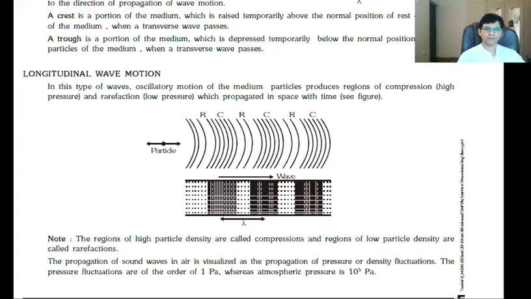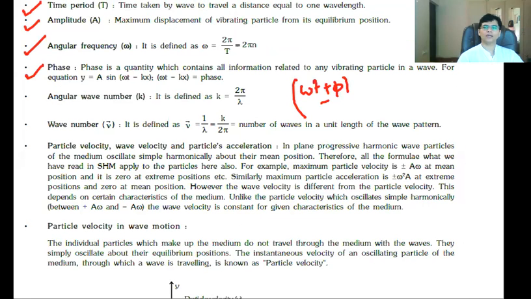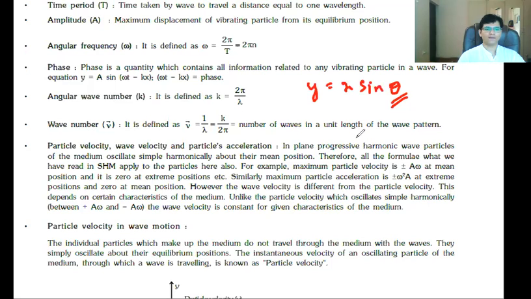Then we have amplitude, angular frequency, phase. These are all terms that we have already studied in SHM. There's one change. When you talk about SHM, the phase was omega t plus or minus phi. It doesn't matter whatever you take, phase is basically the angle. So if I'm saying y is equal to x sine theta, this theta is your phase. Clear, everyone?